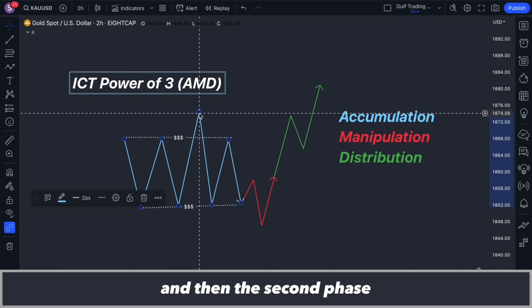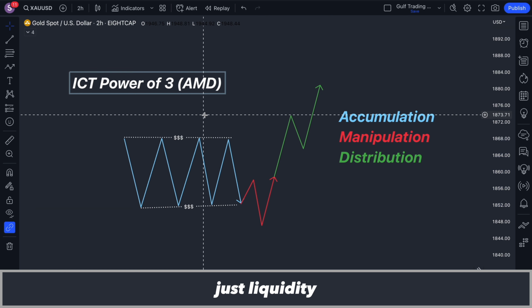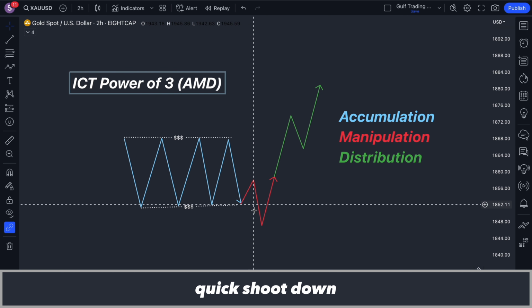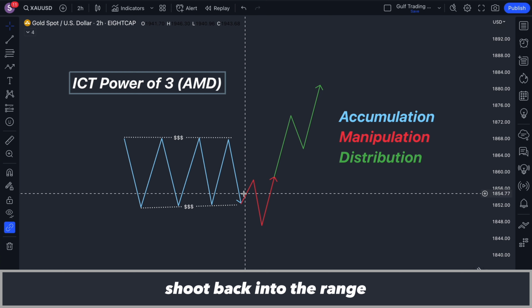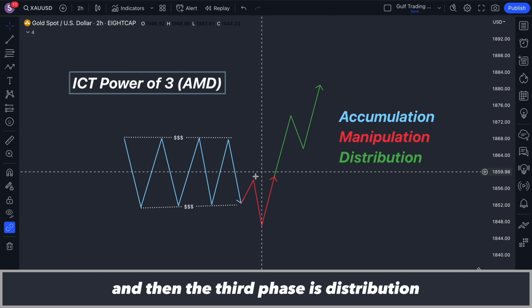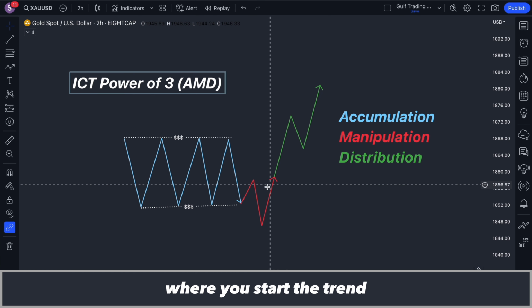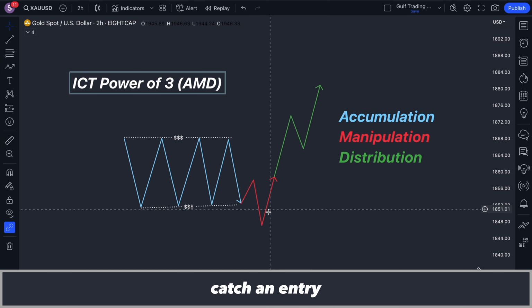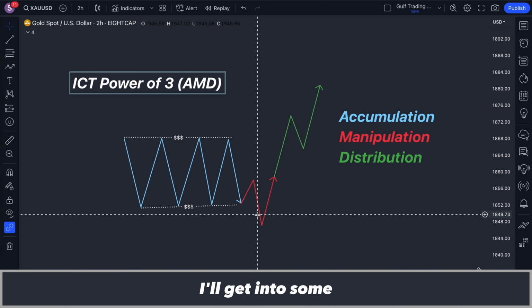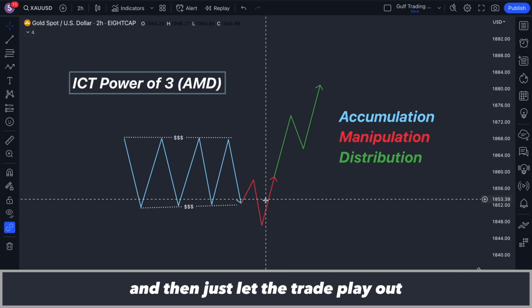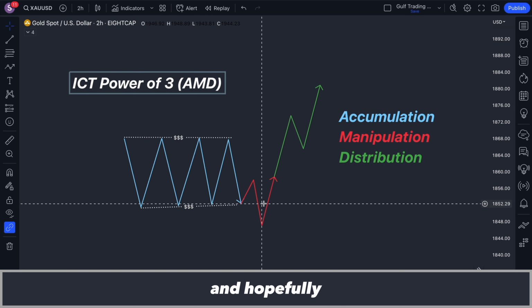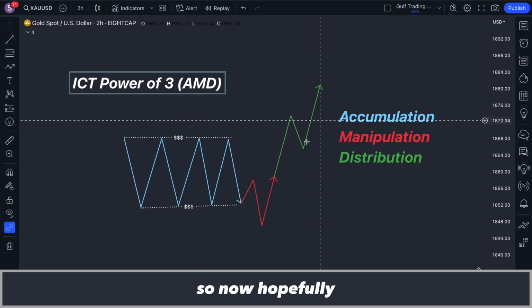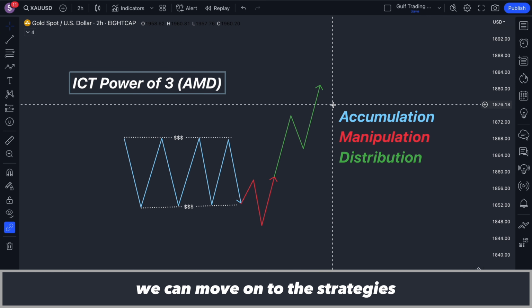And then the second phase, you're looking for manipulation, just a liquidity sweep of either side, a quick shoot down, and shoot back into the range. That's your manipulation. And then the third phase is the distribution, where you start to trend. So then you're trying to enter in the manipulation phase, catch an entry, whatever your strategy is. I'll get into some in a minute, and then just let the trade play out and hopefully ride the trend if you were right.